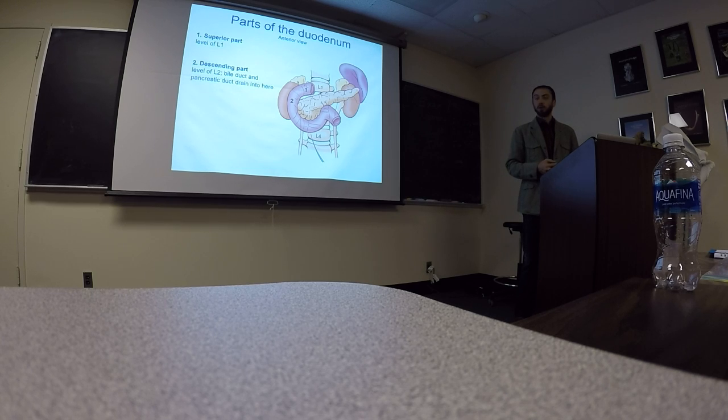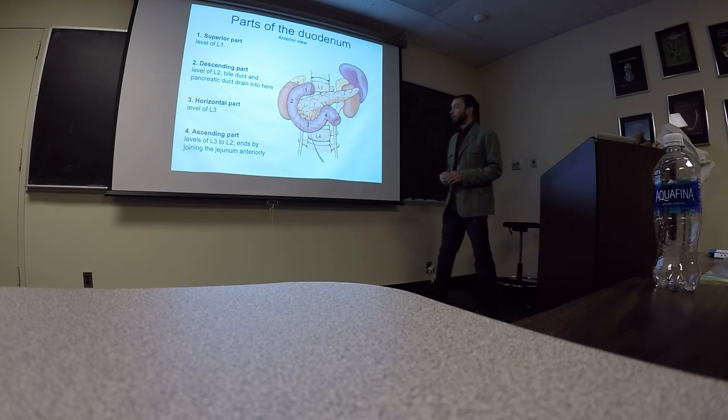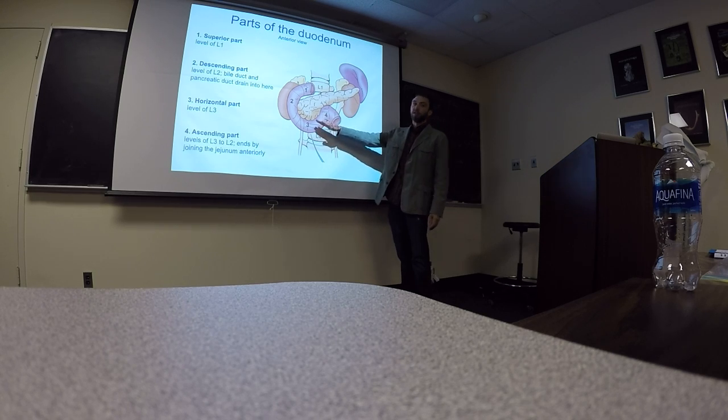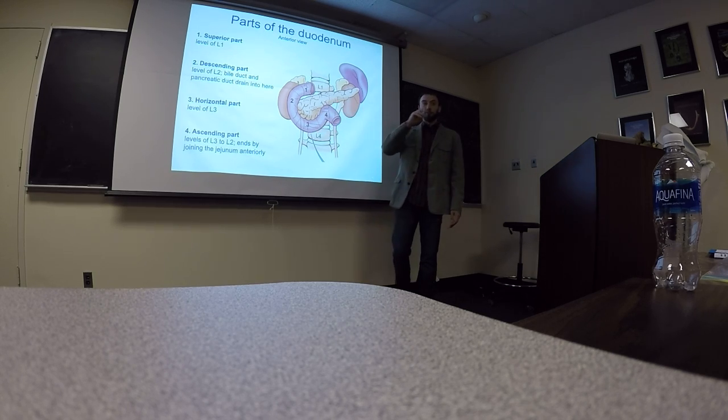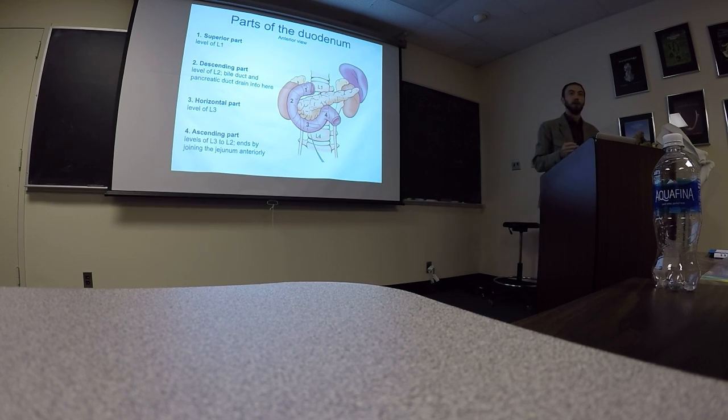We'll talk more about exactly where those go next Monday when we talk about the pancreas, but just keep that in mind. Our third part, or our horizontal part, is approximately at L3. And then our fourth part kind of screws things up by not going to L4, because this is our ascending part. It's going to go from L3 back up to L2. So the first, second, and third parts follow with the appropriately named lumbar vertebrae. The fourth goes back up.